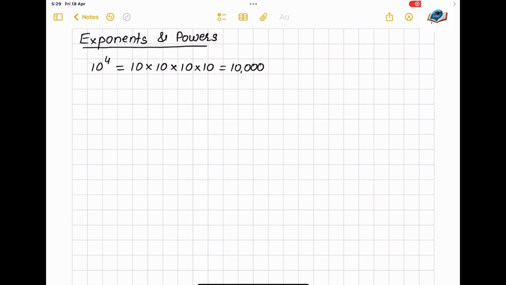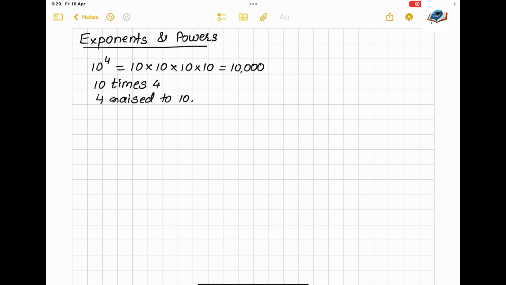And it is read as 10 raised to 4. Or we also say 10 to the power 4.